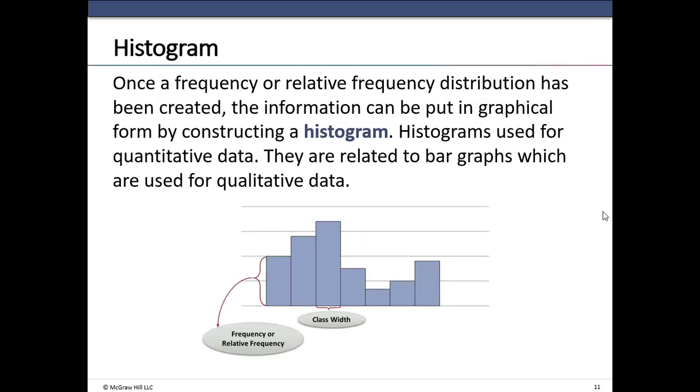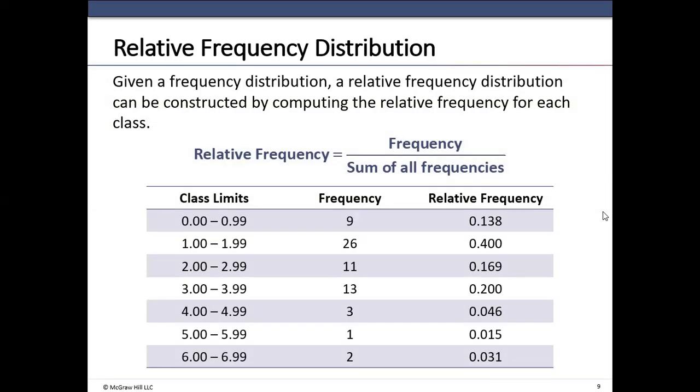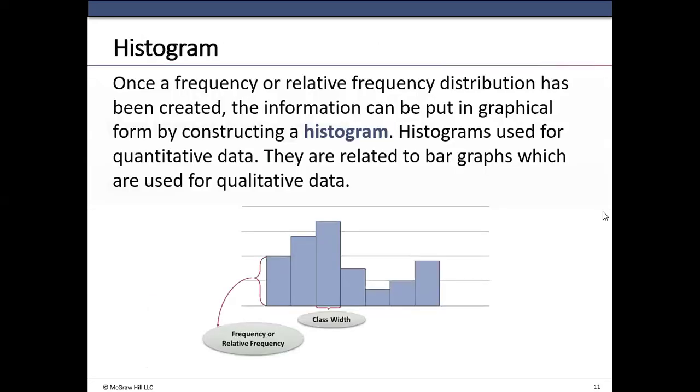And then we can construct a histogram once we have a frequency or relative frequency distribution. So this table is called a relative frequency distribution. It is not called a relative frequency distribution table. It is just relative frequency. And it says once a frequency or relative frequency distribution has been created, the information can be put in graphical form by constructing a histogram. Histograms are used for quantitative data. They are related to the bar graphs, which are used for qualitative data.